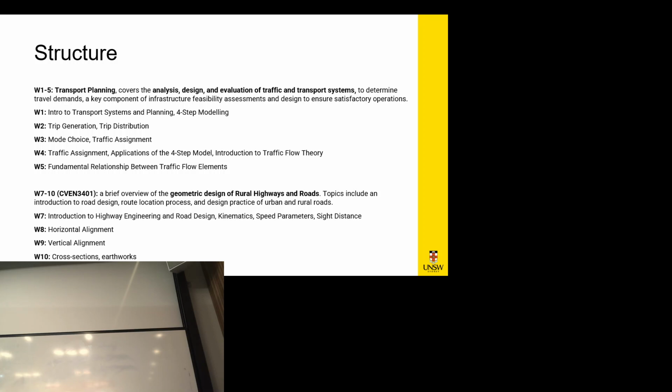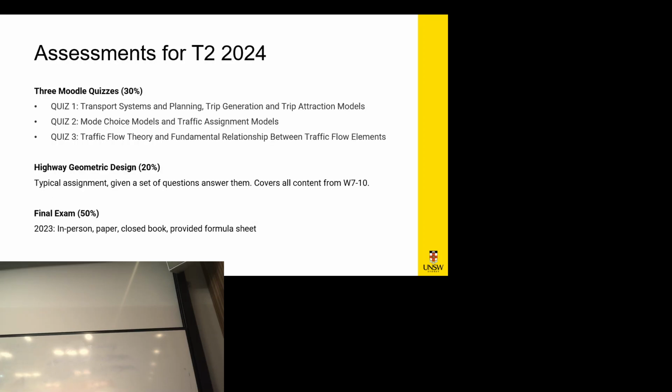Week 7, you'll get introduced to that topic, and you'll also learn a bit of kinematics. Week 8, you will look at horizontal alignment, so looking at curves on a road, so how to design curves based on the standard. Week 9 is vertical alignment, so you're looking at how to design against terrain, for example, hills. Week 10, you're going to look at cross sections and earthworks.